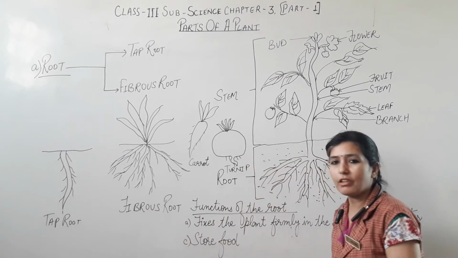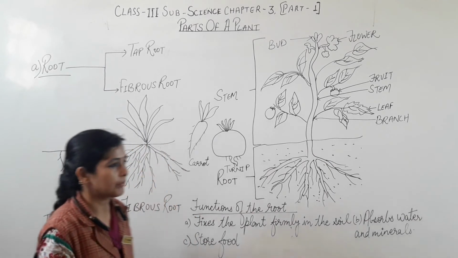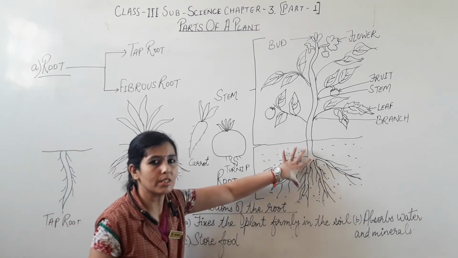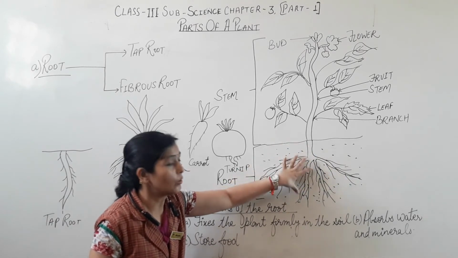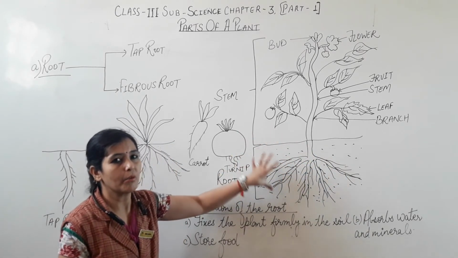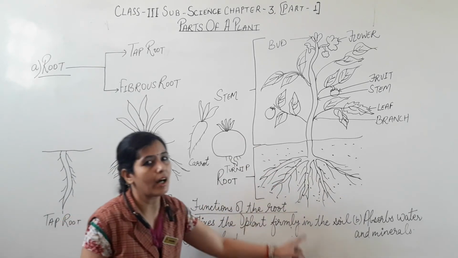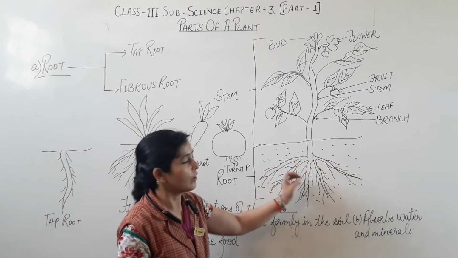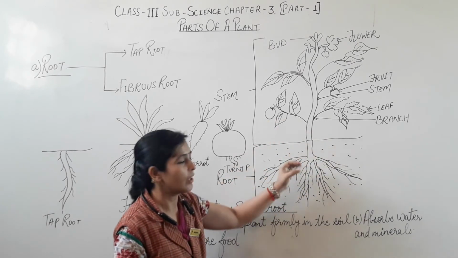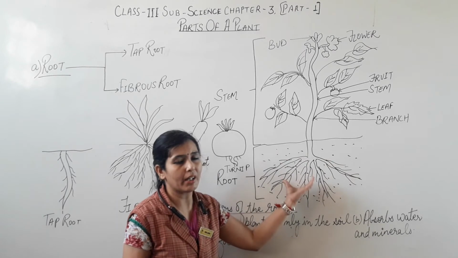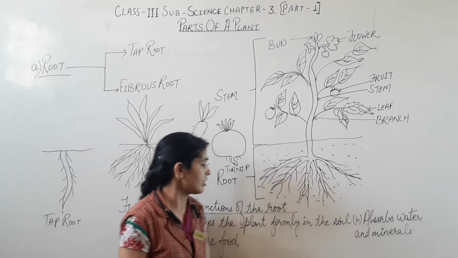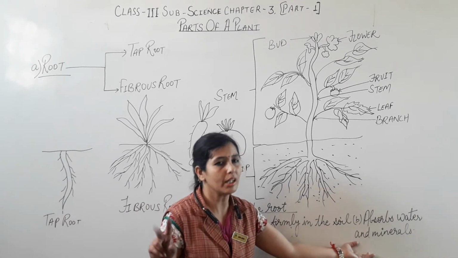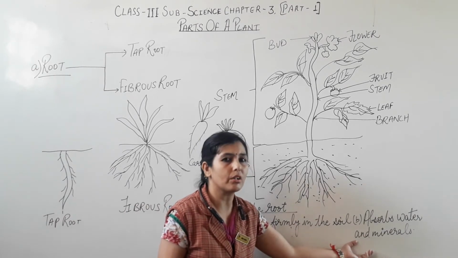Now let's study the functions of the root. As you all know, with the help of roots only, plants are able to stay in one place. To hold the plant firmly in one place, roots are very important. Next, the water and the minerals we give to the plant are absorbed with the help of roots. So the second function is that it absorbs water and minerals.